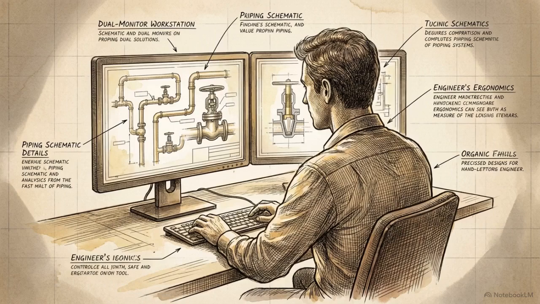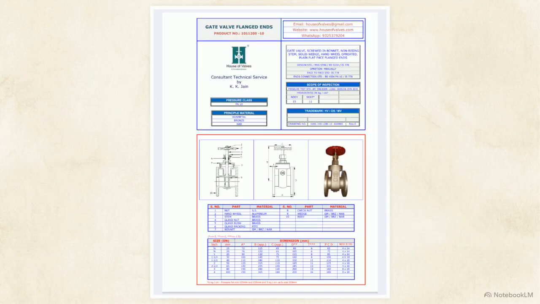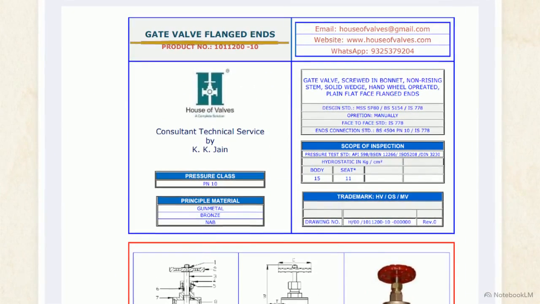Process engineers spend their days mapping out fluid systems, but eventually those abstract calculations must be translated into physical steel, brass, and concrete. This document is a technical specification sheet, the primary translation device between theoretical design and physical installation. Specifically, we are analyzing the blueprint for a flanged end gate valve built to the PN10 pressure class.